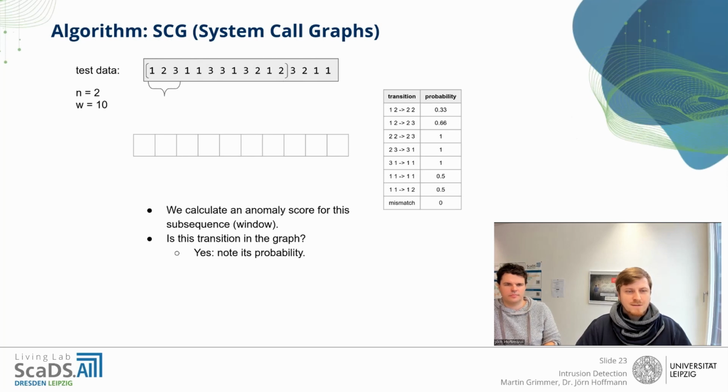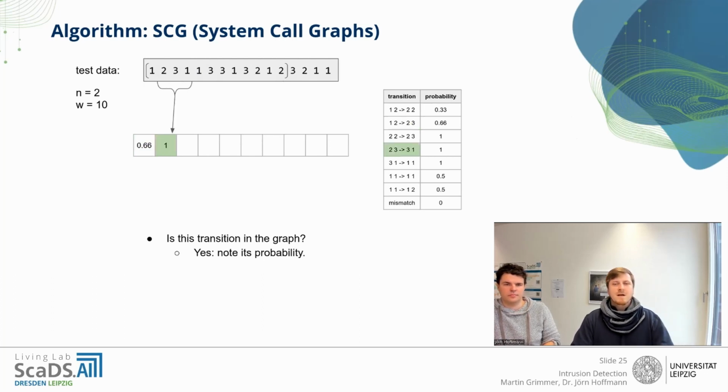The first step is to ask, is this transition from 1, 2 and to 2, 3 within the system call graph or in this table? In this case, this is true, and we simply note its transition probability. Then we move to the next transition here in the sequence, look it up, and note its probability.